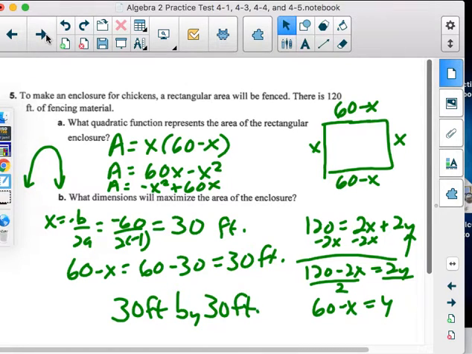And just like all of the problems that we had in the homework about these, it ends up being a square, 30 feet by 30 feet. And there are the dimensions that would maximize that chicken enclosure.